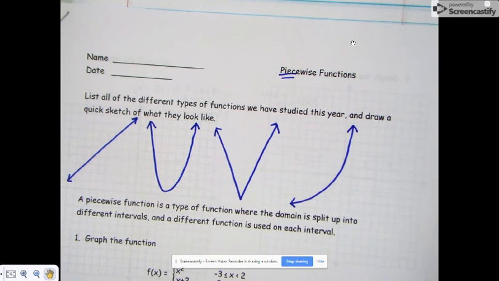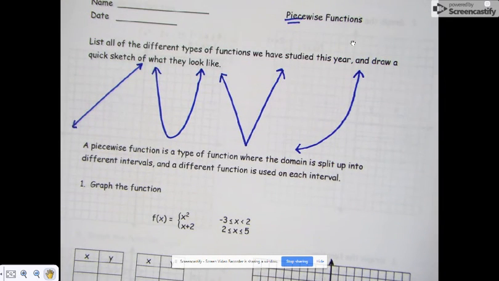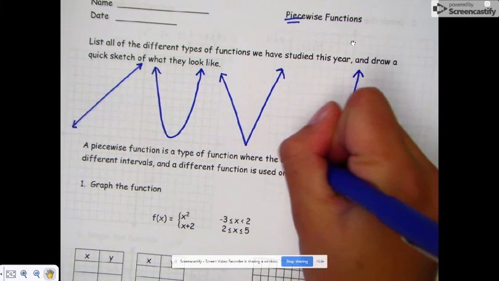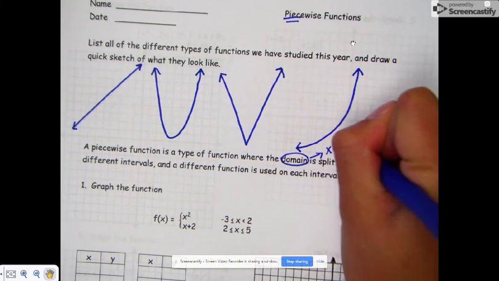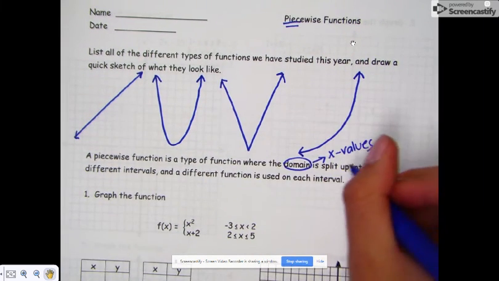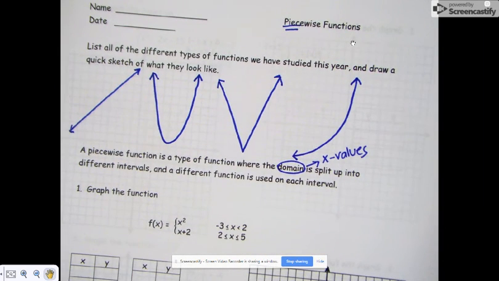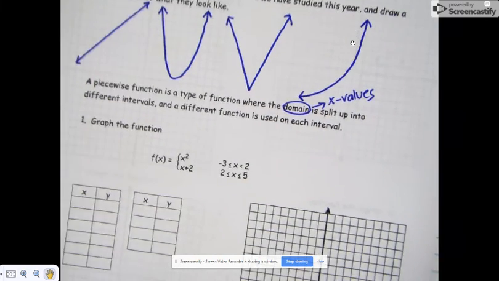So keep that in mind as you're graphing these. Make sure you have your graphing calculator with you because that's really going to help you. So as it says here, a piecewise function is the type of function where the domain, and remember domain is x values, so the domain, the x values are split up into different intervals, and a different type of function is used for each interval. So piecewise functions look like this.